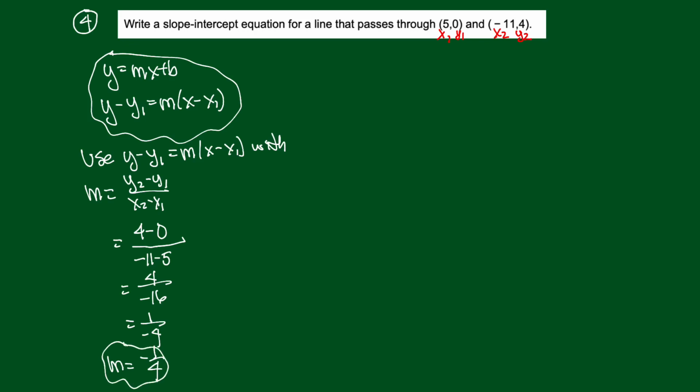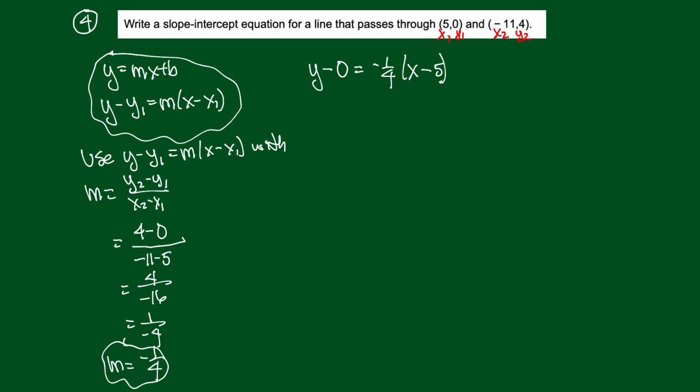So there's the slope. Now, let's substitute into our point-slope form. So we are going to have y minus y1, and the first y I see, as I look over here, is 0. That's nice. Always nice to work with zeros. Equals m, which is negative 1/4, times x minus x1. And the first x I see is a 5. So this is going to be 5.